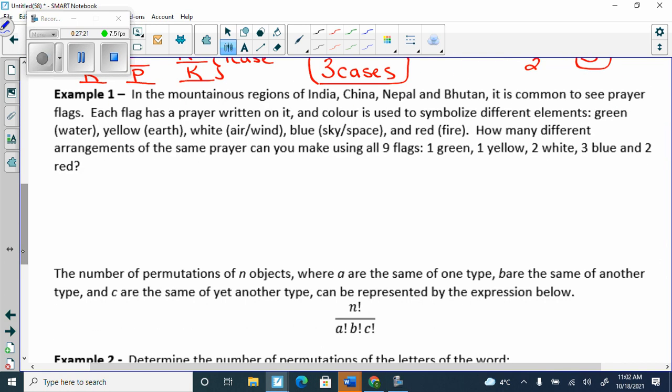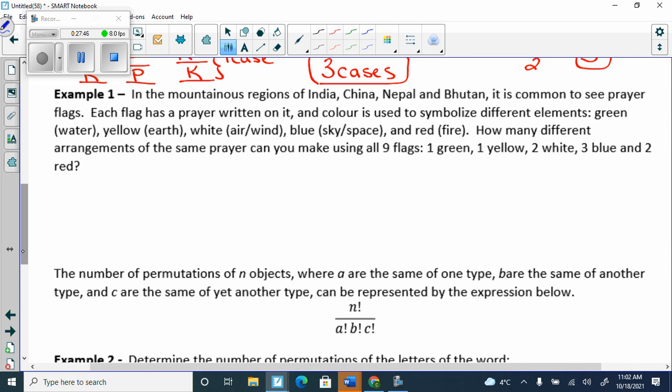So here we have example 1. In the mountainous regions of India, China, Nepal, and Bhutan, right? Those mountainous regions, it is common to see prayer flags, just so you know. Fun fact Monday. Each flag has a prayer written on it. I learned so much actually through these weird things.